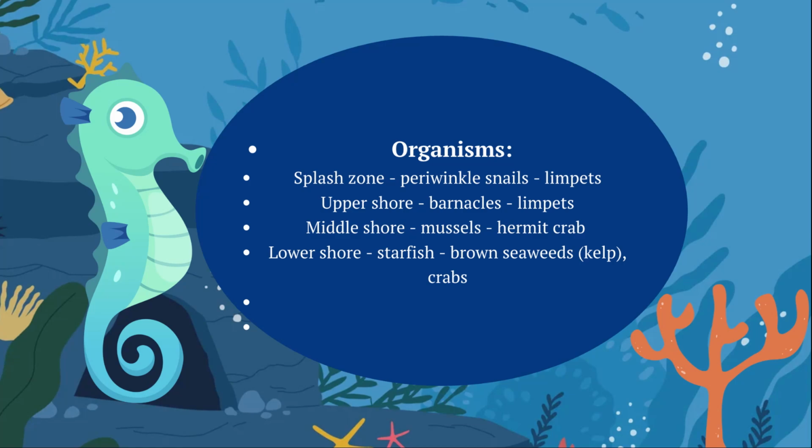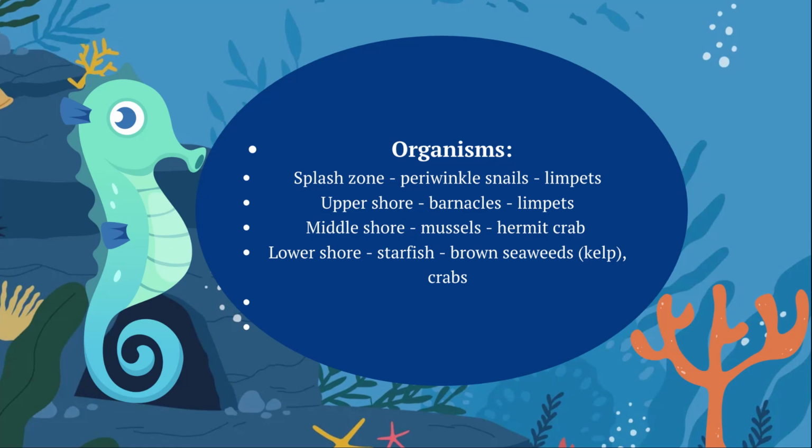The upper shore, we have barnacles and limpets, same or similar adaptations as the splash zone. Then we have middle shore organisms. We have mussels and hermit crabs. Mussels are known as bivalves. They have two shells, and they can actually open and close their shell to control the amount of water, salinity, oxygen that are in their body, depending on if it's high tide or low tide. So they can adjust. Lower shore, that's going to be where a lot of life is.